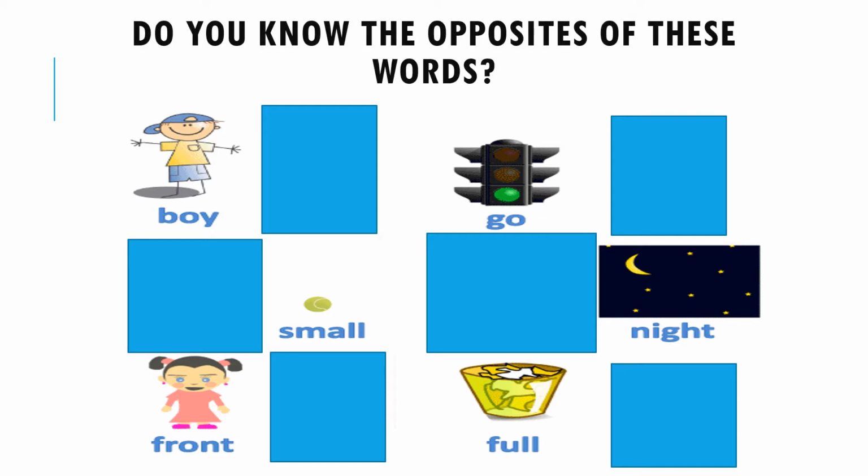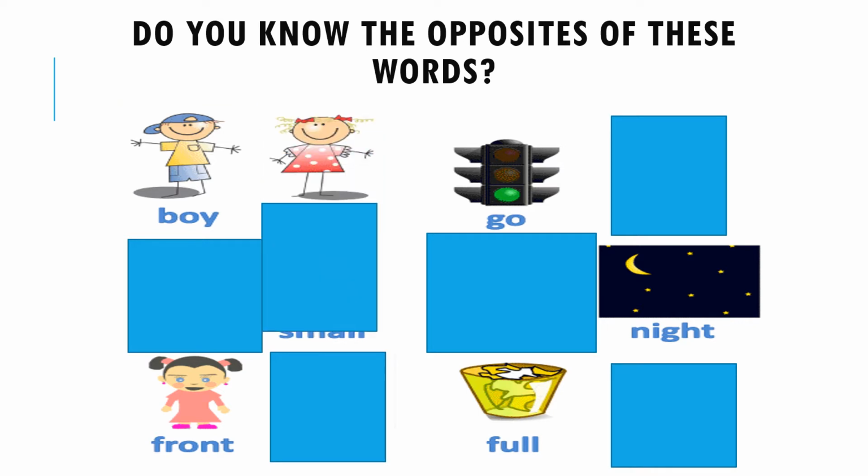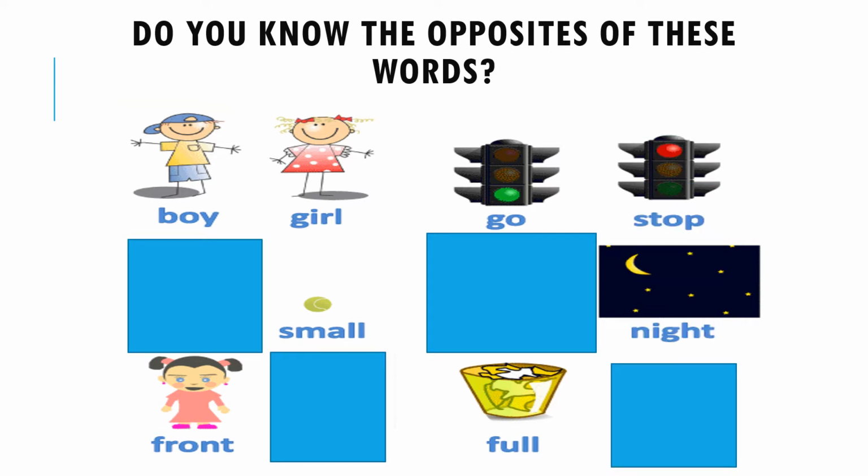Do you know the opposites of these words? Let's see. Here, I have a boy. What's the opposite of boy? If someone isn't a boy, we say they are a girl. Did you guess that correctly? Okay, let's move on to the next one. This sign says go. What's the opposite of go? If I don't want something to go, I will tell it to stop. The opposite of go is stop.